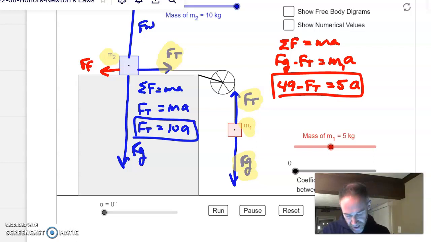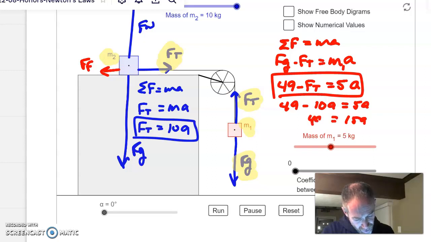Okay, we're back. So now what I'm going to do is take my 49 minus the tension, which I'm going to say is 10a, is equal to 5a. So that's going to be 15a equals 49. And I've already done this. I know that the acceleration is 3.27 meters per second squared.